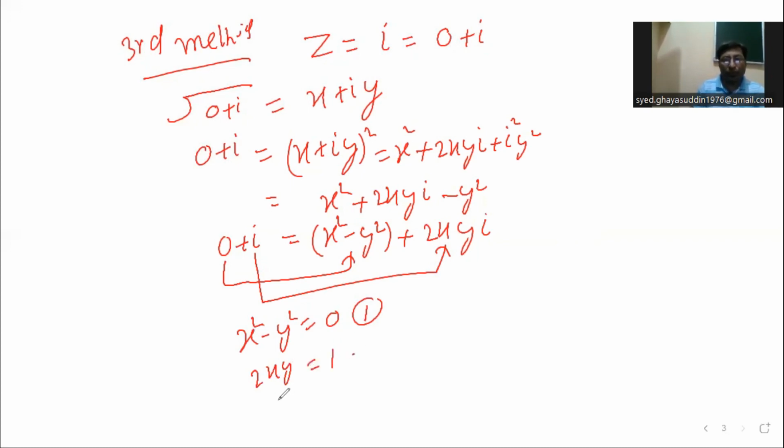So we can find y equal to 1 upon 2x. So this is the second equation. Okay. So we get y equal to 1 by 2x. Again, you see, we put the value of y in the first equation. So now put y equal to 1 by 2x in equation first.